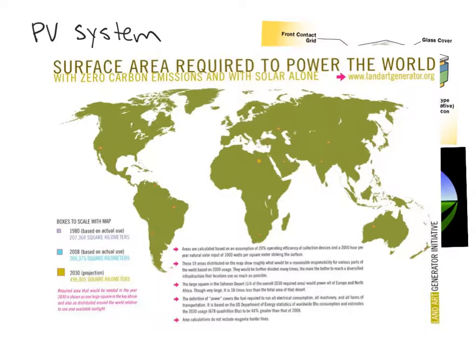So this is approximately the surface area globally that would be required to power the world with zero carbon emissions using only solar. And you can see these little areas, this is the yellow, this is a 2030 projection. So it's these little areas of yellow that it's talking about that would power the world globally. And if you're interested in the paper that came up with these calculations, it's also linked.